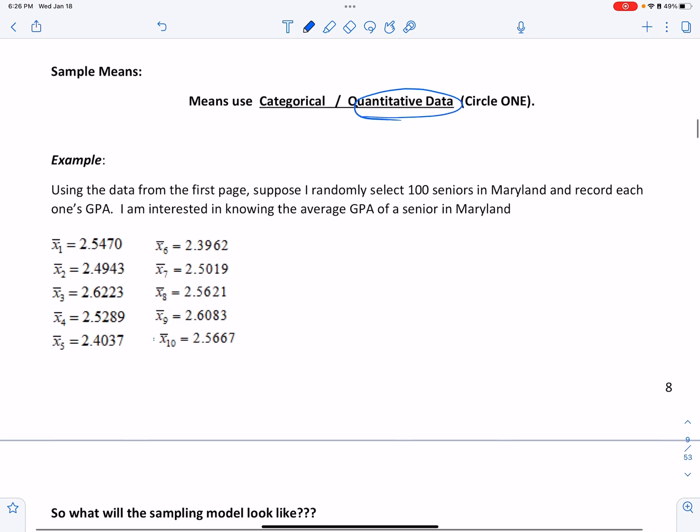So here's an example. Use the data from the first page. Suppose I randomly selected 100 seniors of Maryland and recorded each one's GPA. I'm interested in knowing the average GPA of the seniors. So the same idea in Howard County: we did this and found the mean GPA of 100 seniors, and these are the 10 means I found.